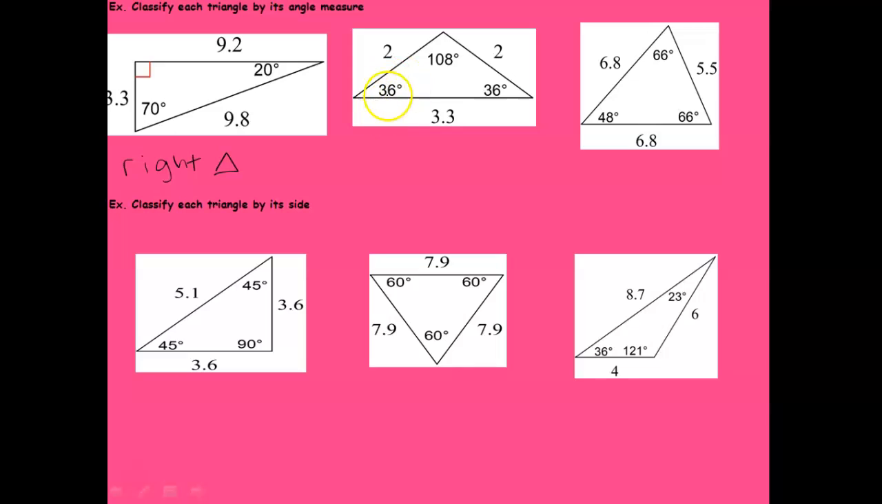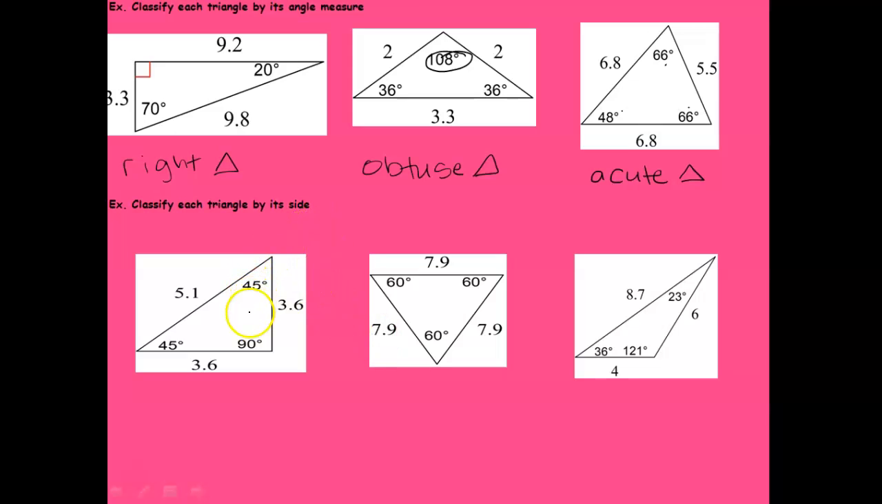All right, look at the next one. I have a 36-degree angle, 108-degree, 36-degree. If you look here, you have the one obtuse angle. So this is an obtuse triangle. It's very simple, I know. Like I said, it's going to be a quick lesson. All right, here I have three acute angles. Therefore, since all the angles are acute, you have an acute triangle.